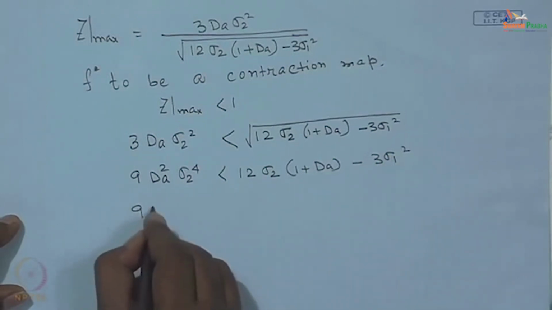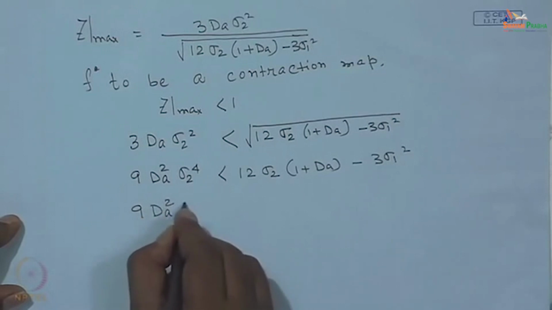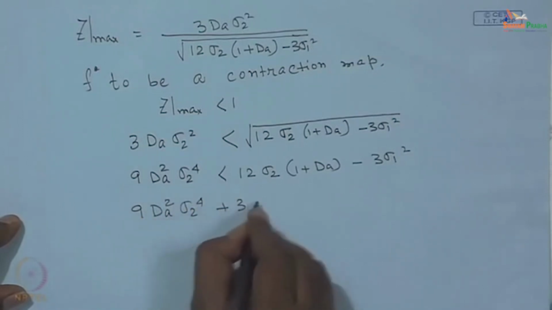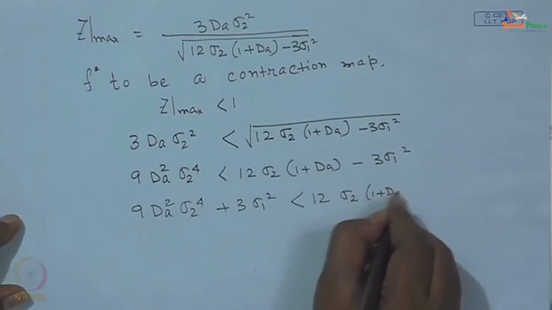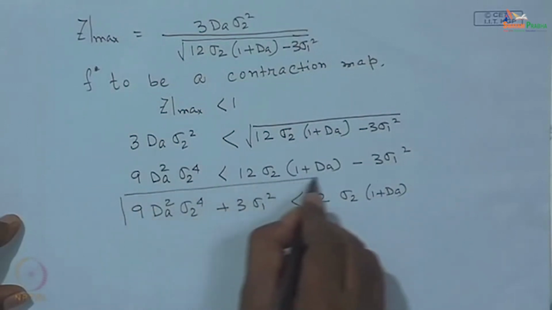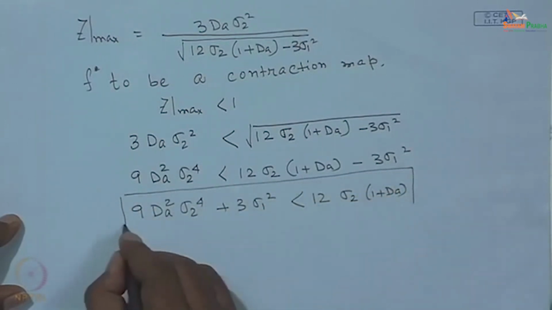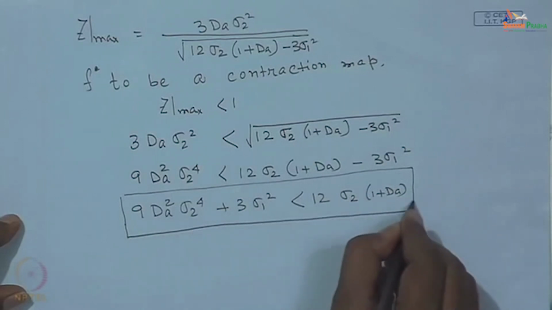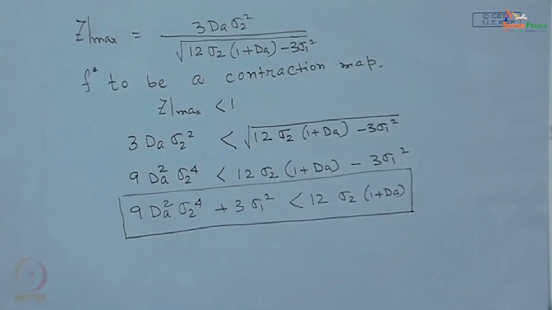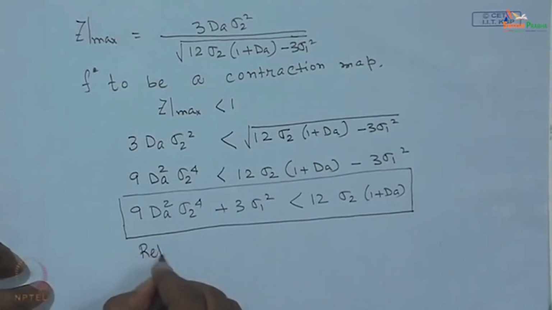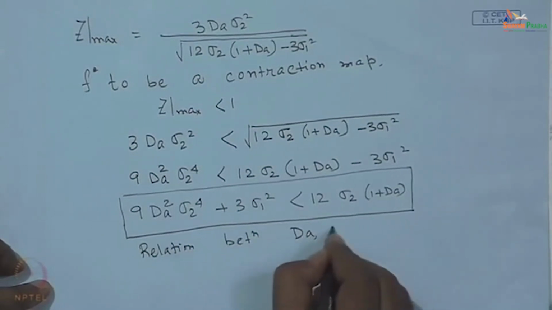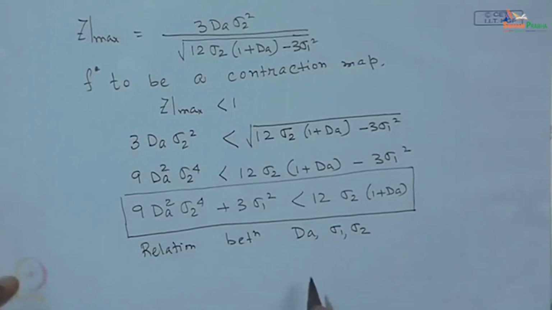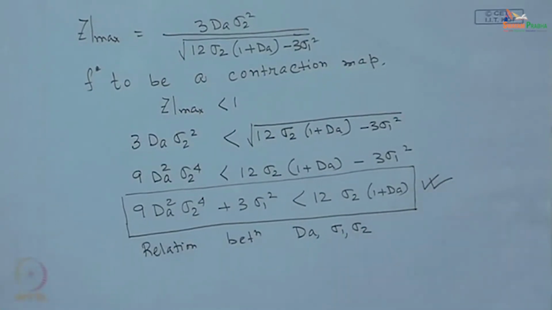So, therefore, to make it a more amenable form, dA square sigma 2 to the power 4 plus 3 sigma 1 square should be less than 12 sigma 2 into 1 plus dA. So, this is the equation, this is the inequality, the relation between the parameters dA, sigma 1 and sigma 2 should satisfy in order to have a unique steady state for this particular problem.